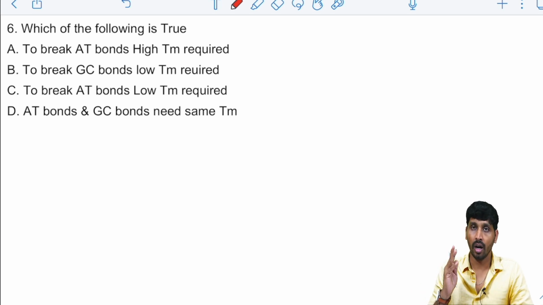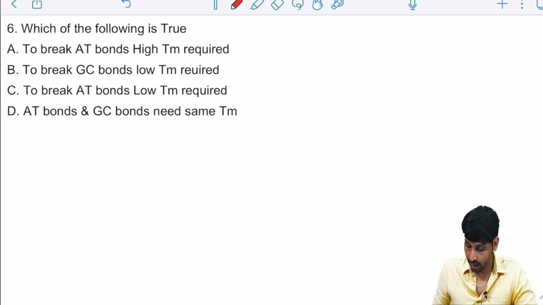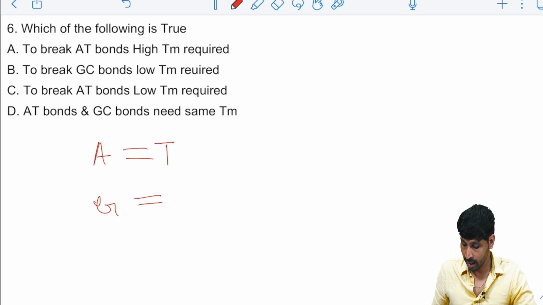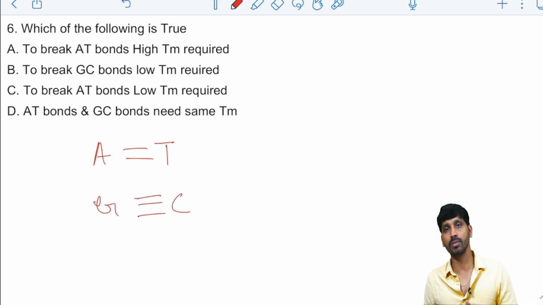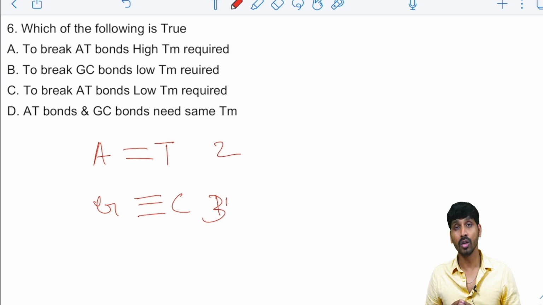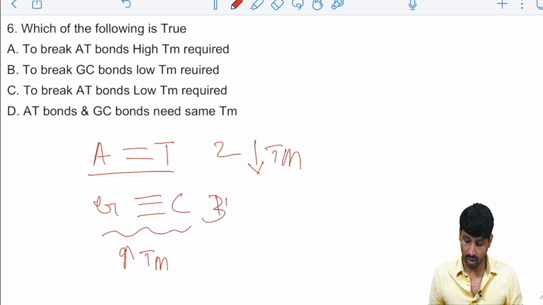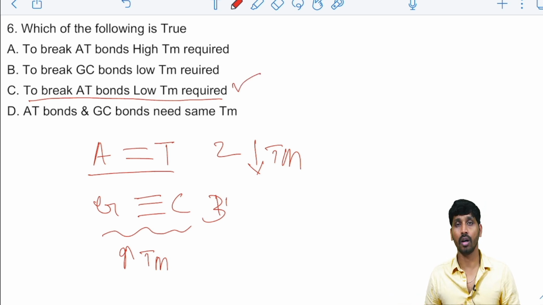So remember here how these adenine, thymine, guanine, cytosine are bonded together in DNA. Adenine always binds to thymine by 2 hydrogen bonds, whereas guanine always binds to cytosine by 3 hydrogen bonds. So the number of hydrogen bonds varies between these two. Here 2 hydrogen bonds, here 3 hydrogen bonds. So which requires more energy to break, more melting temperature to break? This one requires more Tm, whereas adenine, thymine require less Tm, right? So where is the correct answer? To break AT bonds we require low Tm. So that is the correct answer. The rest of the answers are wrong.